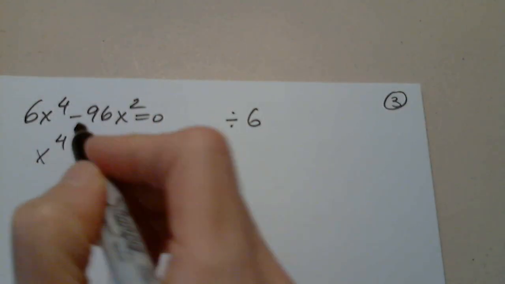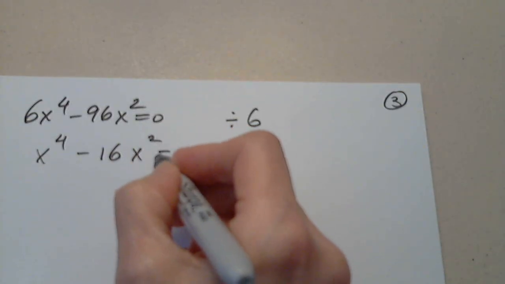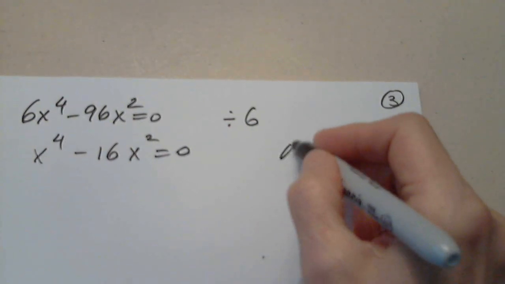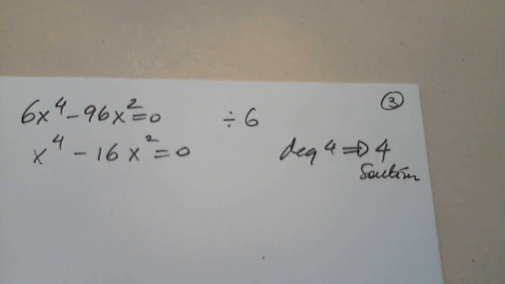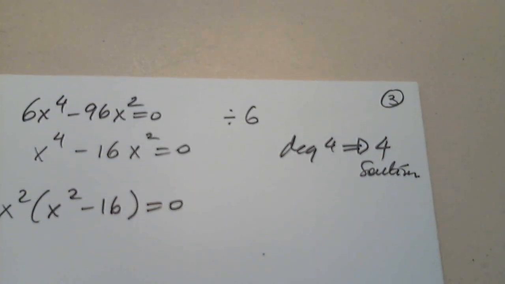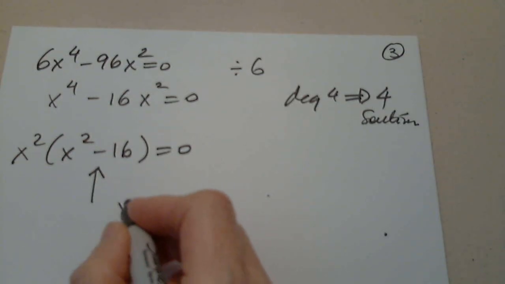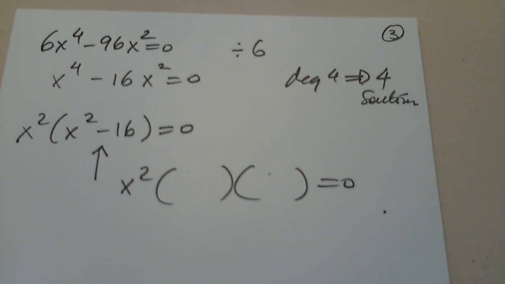So I get x⁴ - 16x², what is this? Is it 16? Remember degree 4, I have to come up with 4 solutions. Even if they are all the same, I don't care. I have to write 4 solutions. Good. Now I will factor out x². I get x² - 16. I do know that this is the difference of squares, which factors into what times what? x + 4 and x - 4. Excellent.